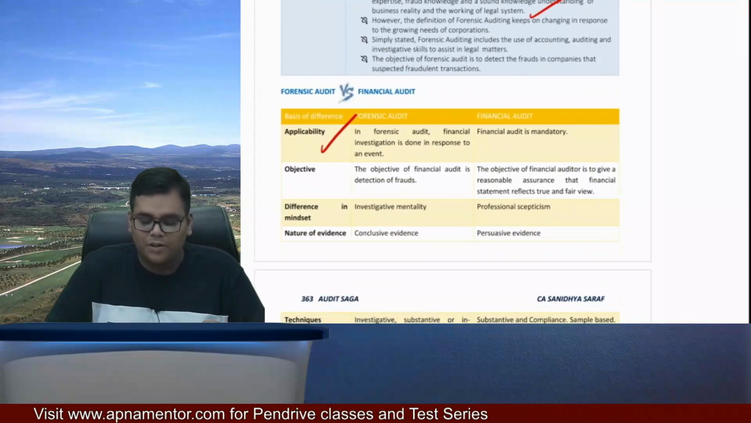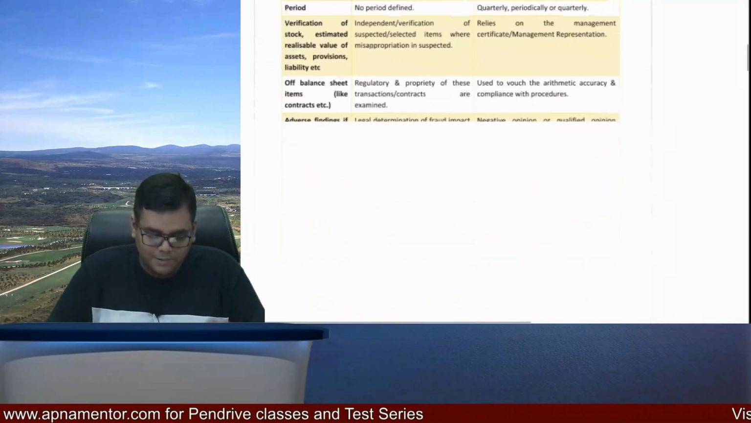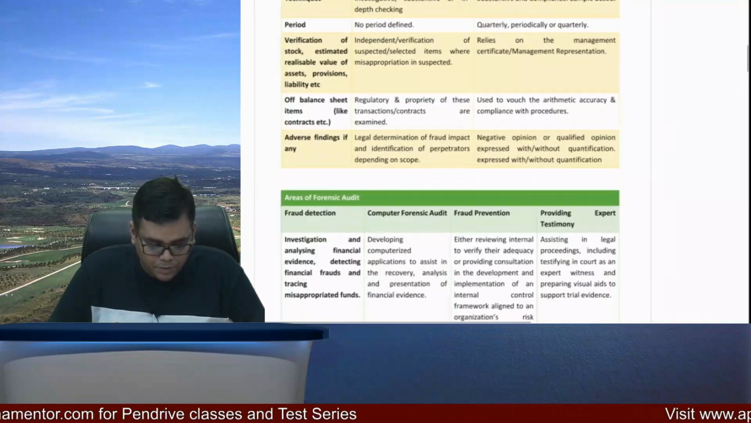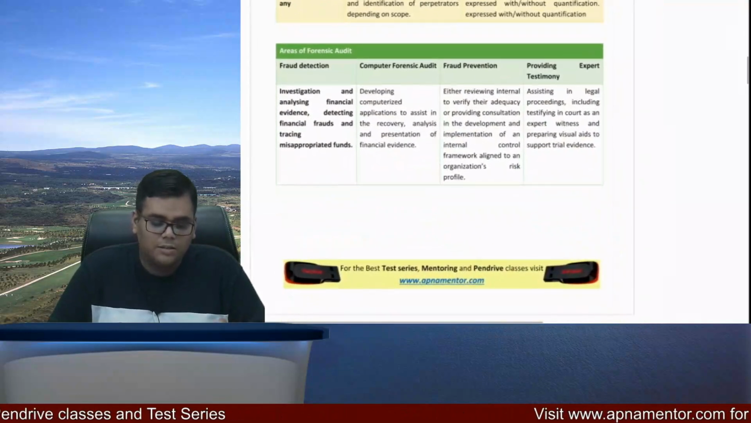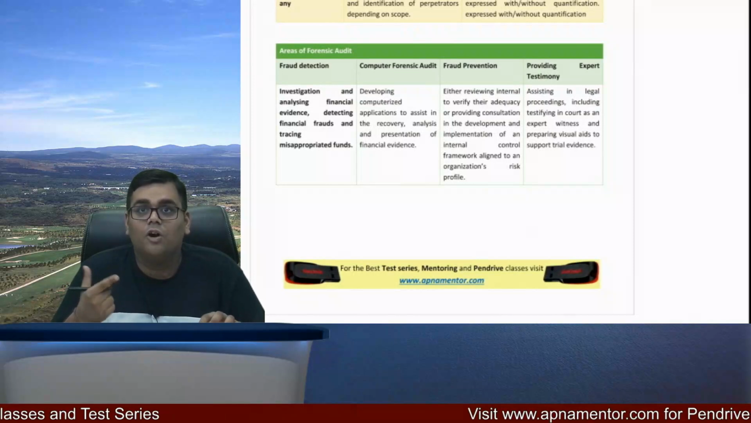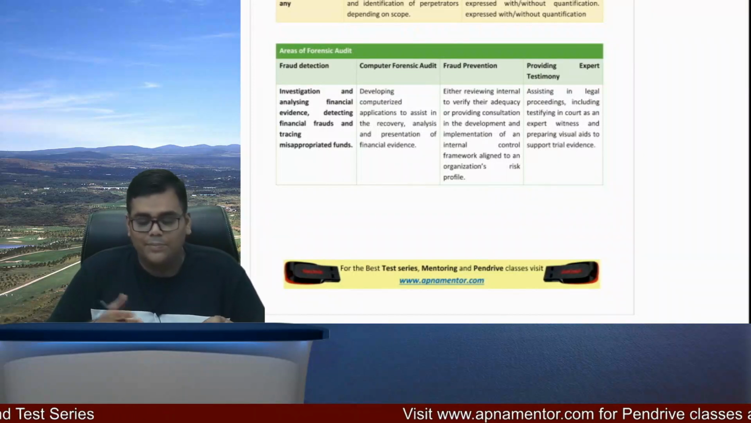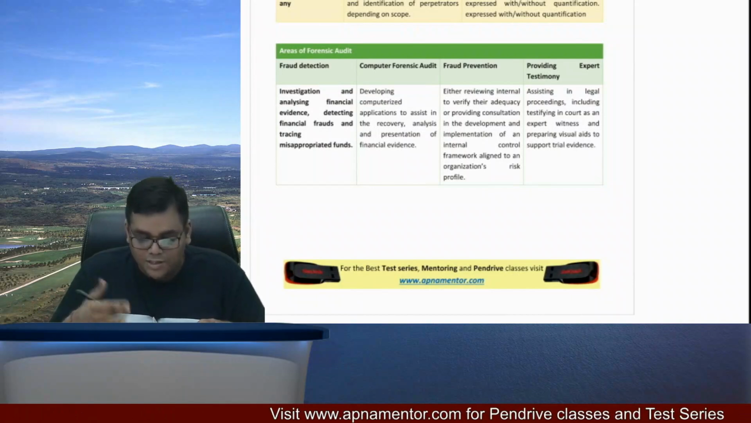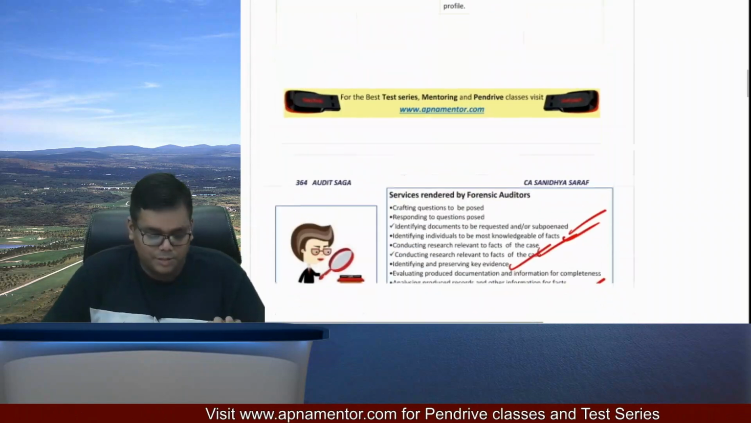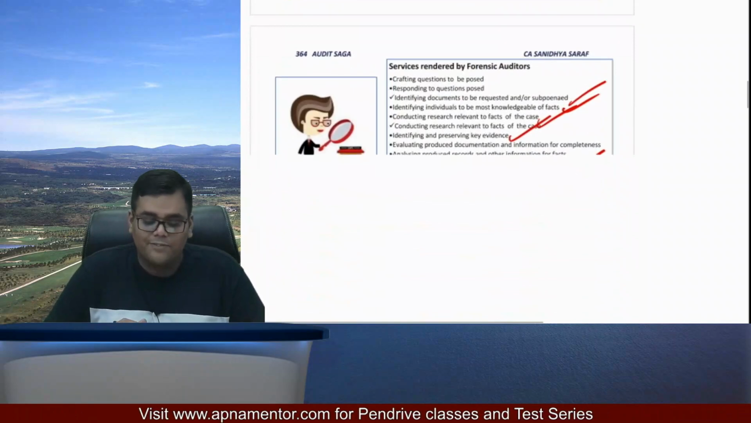Then differences between forensic audit and financial audit, that was very simple. Then we had areas of forensic audit, like we took the bank example, fraud prevention. We took the insurance company example, fraud detection. We took the Asur web series example, computer forensic audits, and then providing expert testimony. Services rendered by the forensic auditors.